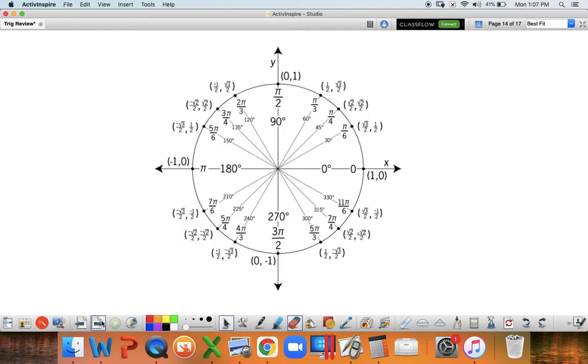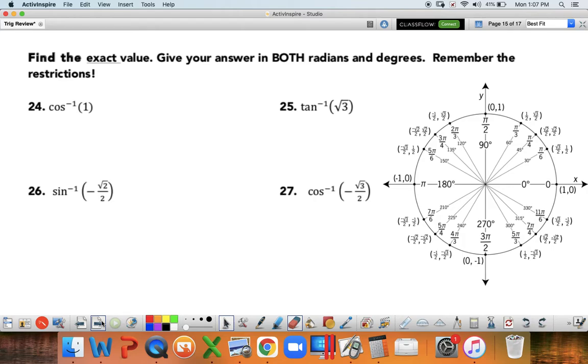Like I said, there's our unit circle. We will be using it quite a lot this year. All right, the second part of being able to use the unit circle is what if I give you a cosine value or a sine value or a tangent value, you have to tell me what is the angle that it relates to. And there are some restrictions here.